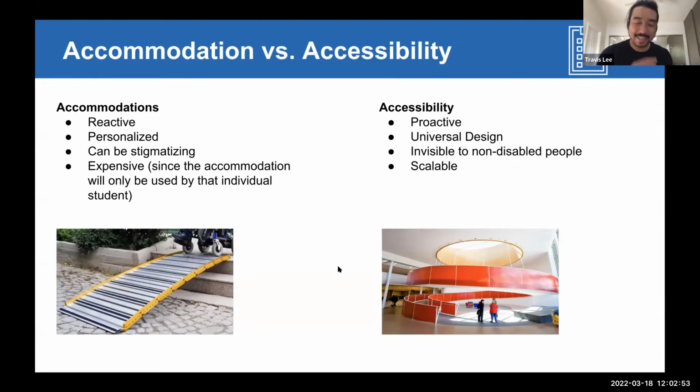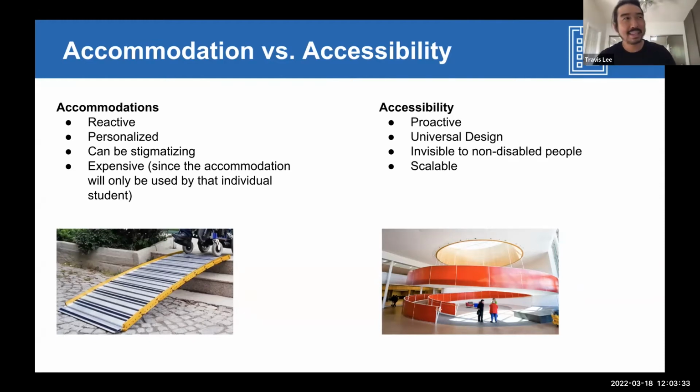Here's an example of an accommodation. You're having an event at a building on your campus. That building doesn't have a wheelchair ramp for whatever reason, maybe it was built in the 1800s. Someone registers for the event and identifies themselves as a chair user. So you go buy a temporary wheelchair ramp and use it for this one time. That's what's called an accommodation. It's reactive and personalized to the individual with a disability. It can be stigmatizing because it's obvious, kind of special treatment, and it could be expensive as well.